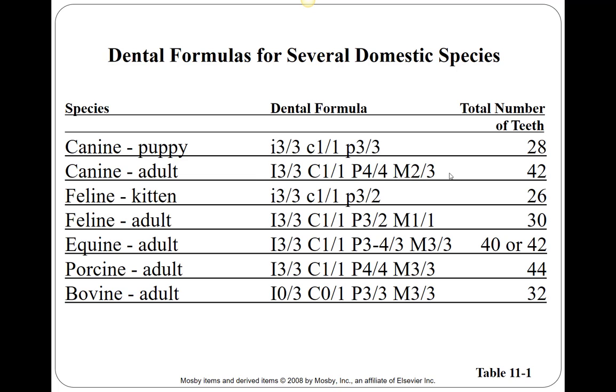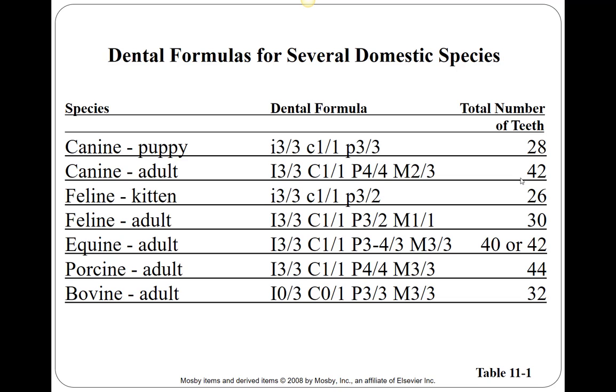And when you add these numbers up, 3 plus 3 is 6, plus 1 is 7, plus 1 is 8, plus 4 is 12, plus 4 is 16, plus 2 is 18, plus 3 is 21. So we take 21, we multiply by 2, we get 42 teeth in a dog's mouth.